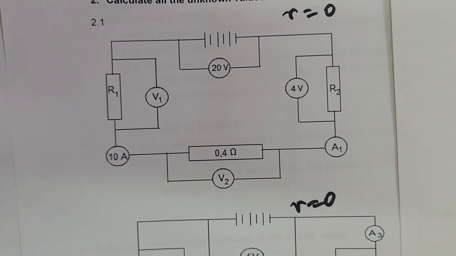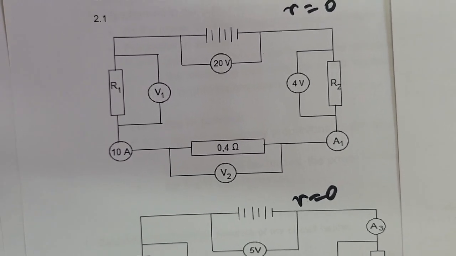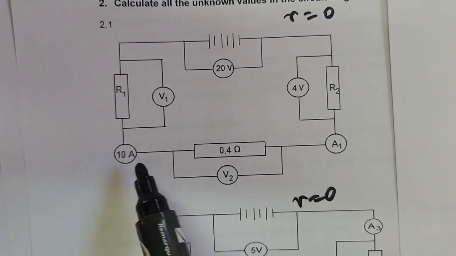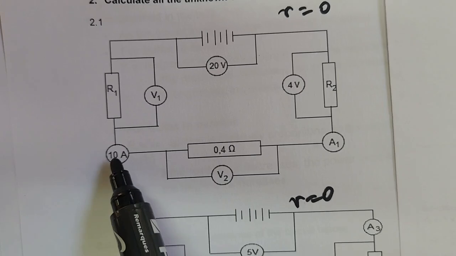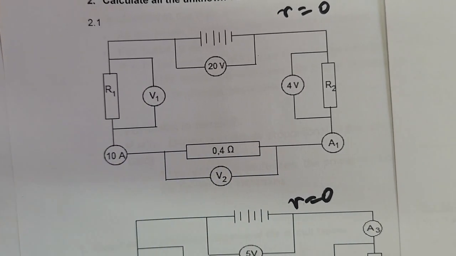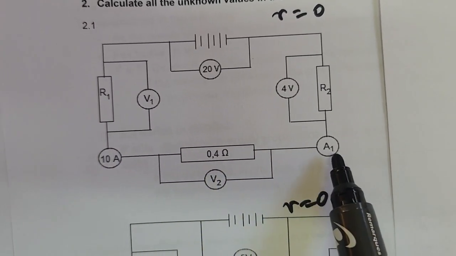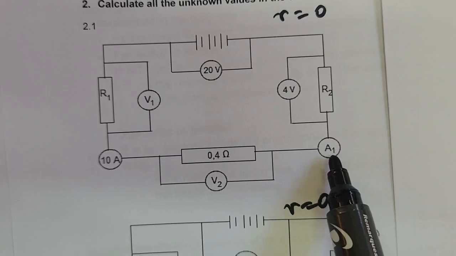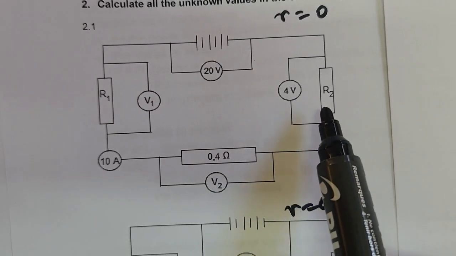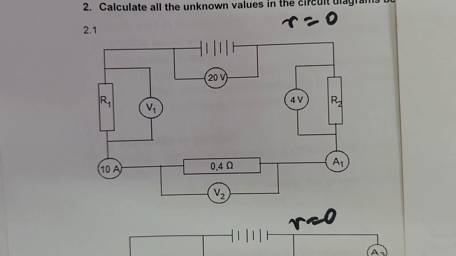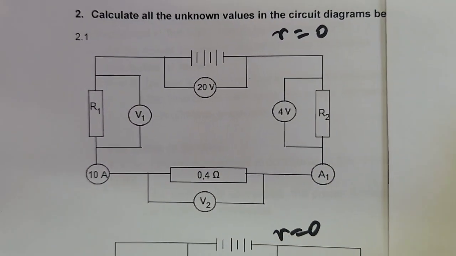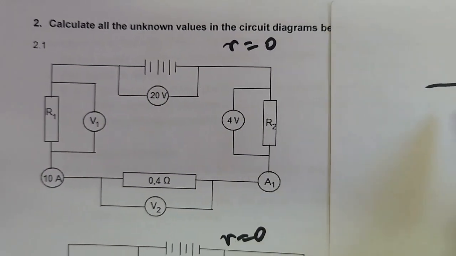We've got two unknowns there, but we know that the current flowing through R1 is 10, and the current flowing through 0.4 is 10. And obviously now we know current and the resistance, we can calculate V2. The current again on A1 will also remain 10, I hope, yes. And then when we know the current here and the voltage, we can find R2. Can we start? Yes. Let's start with V2, the easiest one.